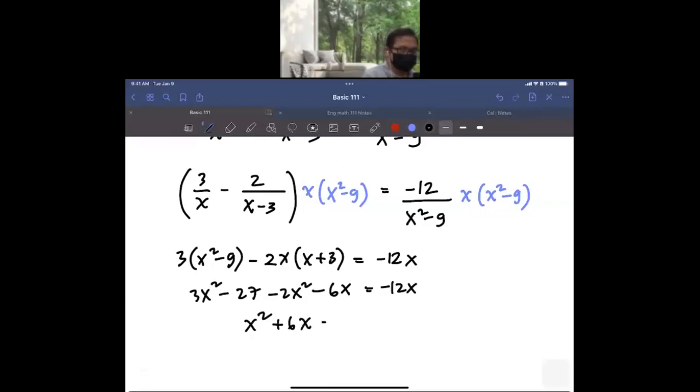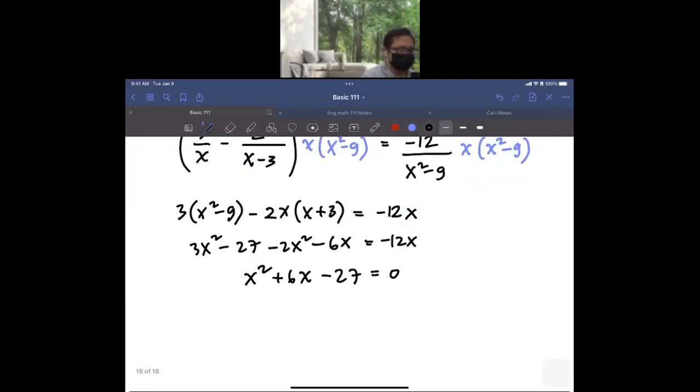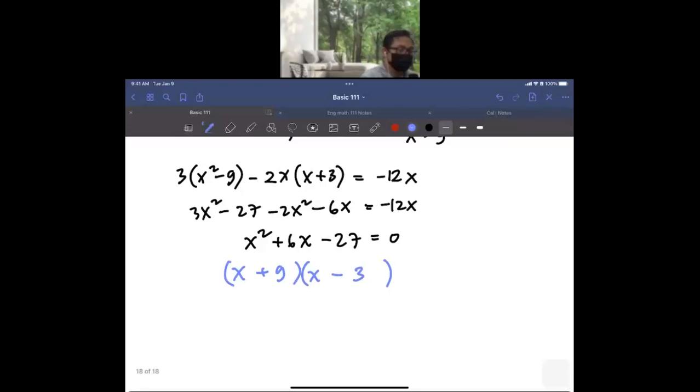X squared plus 6x minus 27. Or if we can factorize, this is x, 3 and 9, I think 3 and 9. 9 will be positive. So we will have x equal negative 9, x equal 3.